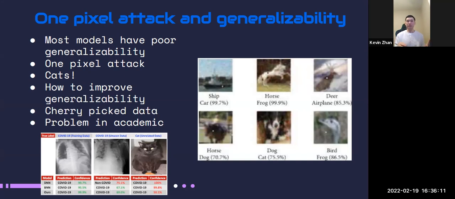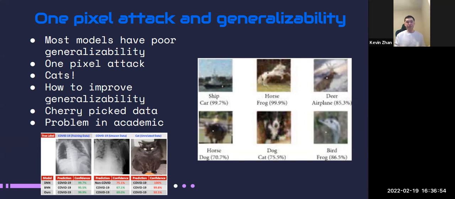Most models actually have very poor generalizability, especially in academia. For most papers that you see, a good portion of them are not going to be generalizable. One example is the one pixel attack. If you see on the right, this ship, if you just add a little white pixel here, it predicts it as a car very confidently. Same with the horse, predicted as a frog. The same thing goes for medical imaging, right? If you add maybe an artifact, like a motion artifact, it might completely change the diagnosis or prediction. So we need to be aware that these models aren't perfect.